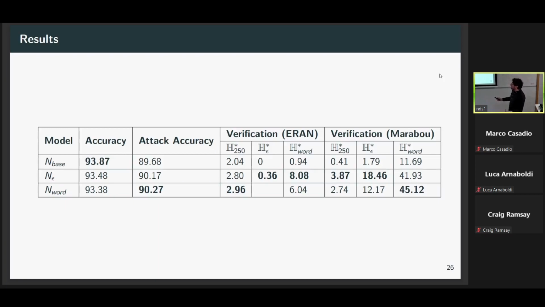Attack accuracy: the base one is already quite robust to attacks, and our adversarial training networks improve on that a bit, and that's good, but it's not the main result. The main result is for the verification part.